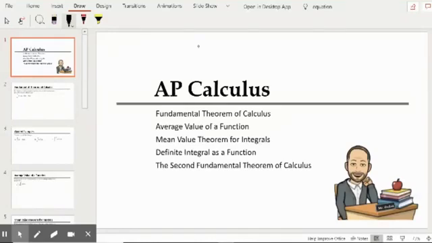In this presentation, we will go over the fundamental theorem of calculus, average value of a function, mean value theorem for integrals. Down here at the bottom, we have two new topics, definite integral as a function, and the second fundamental theorem of calculus. So the top three should be review for us, and the bottom two are new topics.